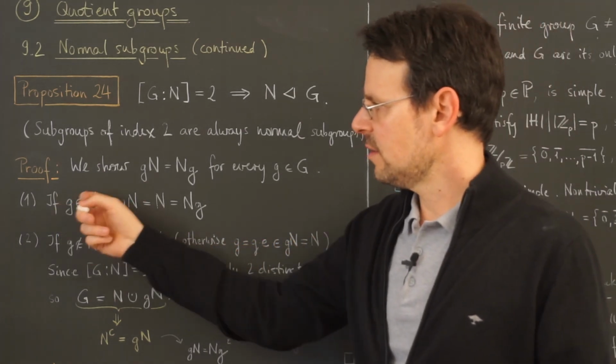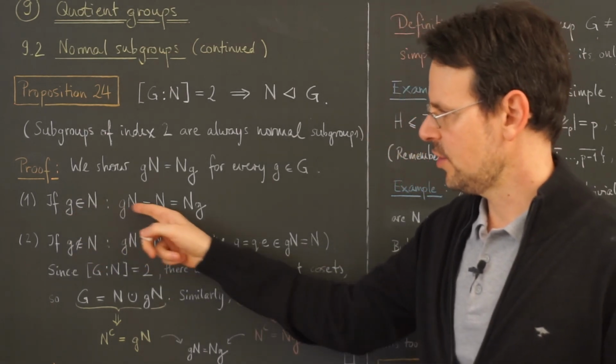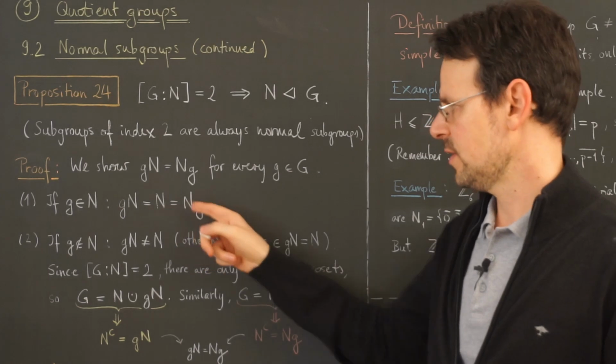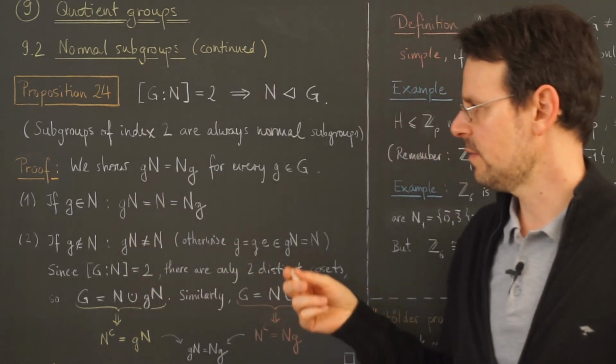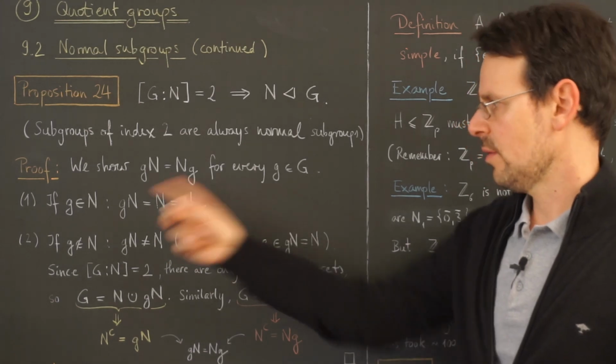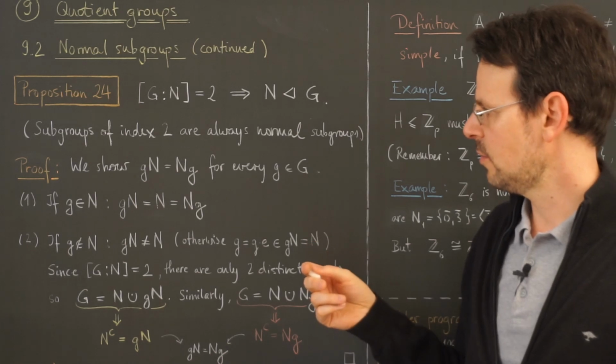So first case, if g itself is an element of N, this is trivial because then gN is simply N, which is the same as Ng. We proved that a long time ago when we talked about equivalence relations, or you can check this for yourself in a minute if you want to.